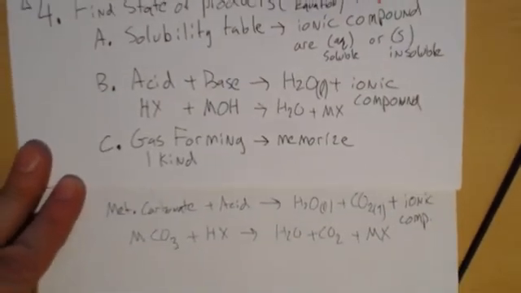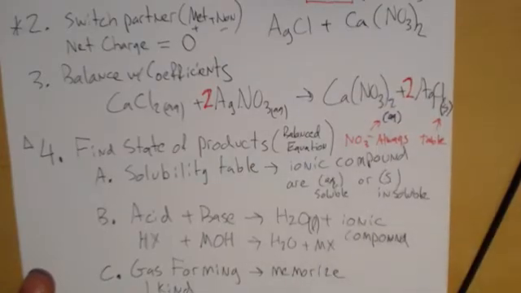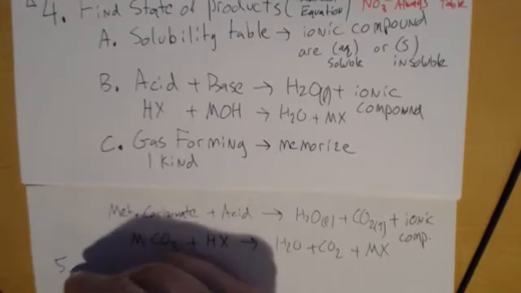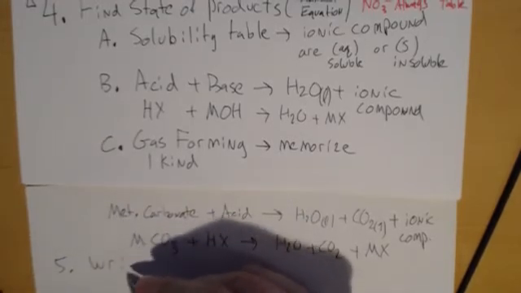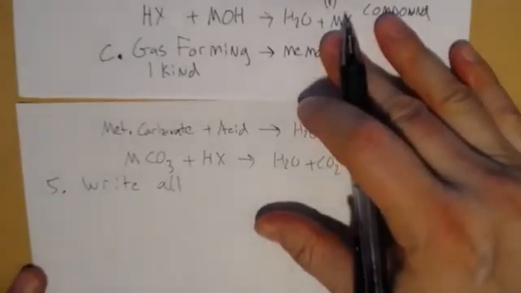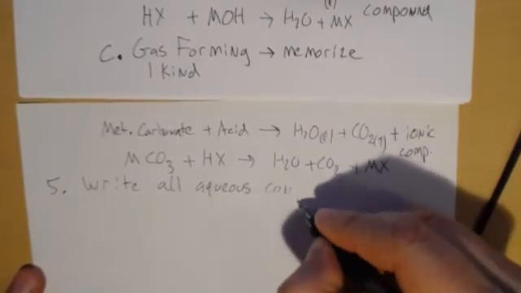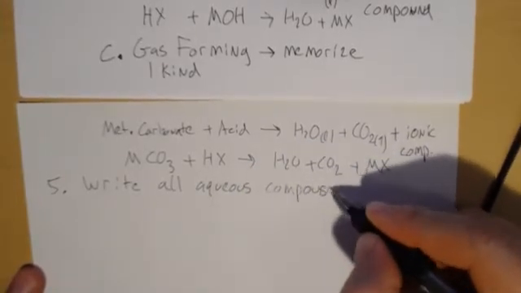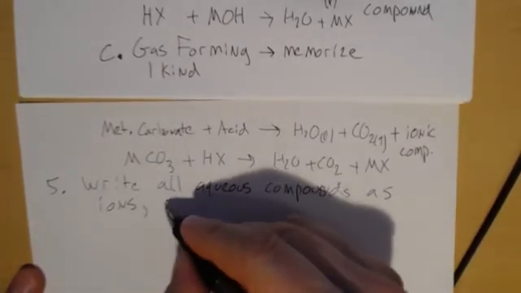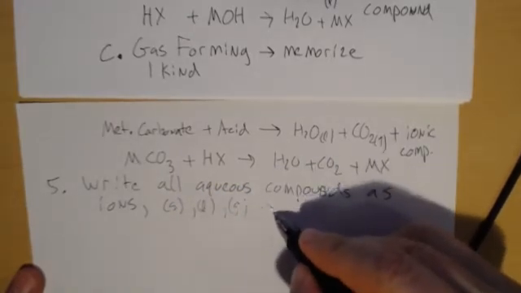Okay, but we can go further than that. So let's take, we have a balanced equation now. We found the states and we balanced it and everything. The next step, this is a long step, step 5, is write all aqueous compounds as ions. Solid, liquid, gas as is.